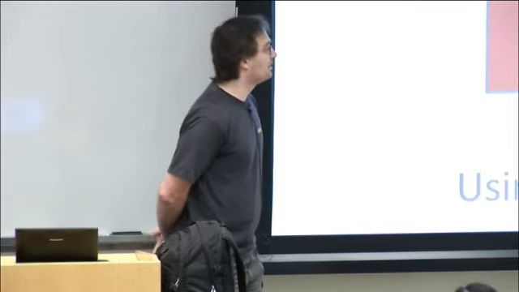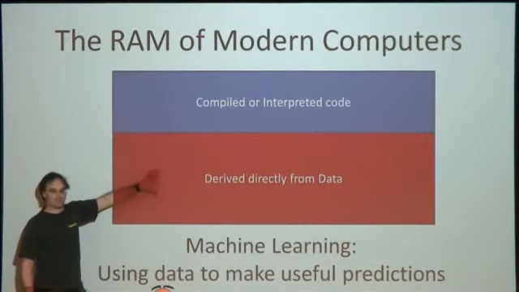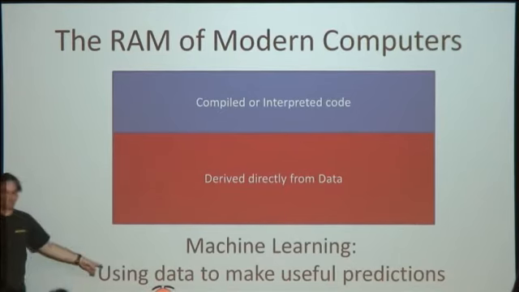Okay, so if you go and look at what a lot of modern machines look like when they're actually running, you look at what's in their RAM, you see that there's some portion that's compiled interpreted code, and there's some portion that is actually just derived from data. This is really what machine learning is about. It's about trying to use data to make useful predictions.